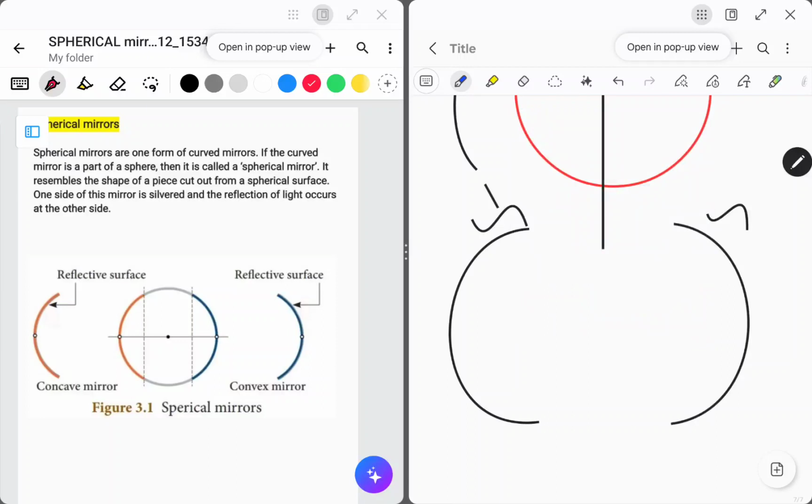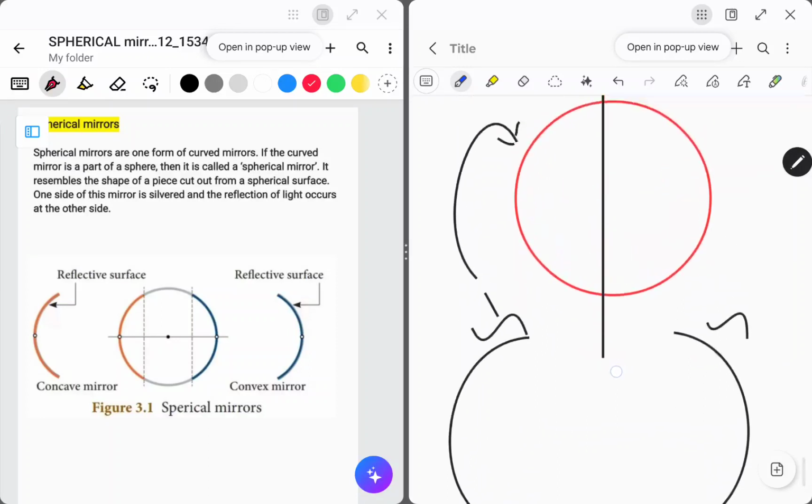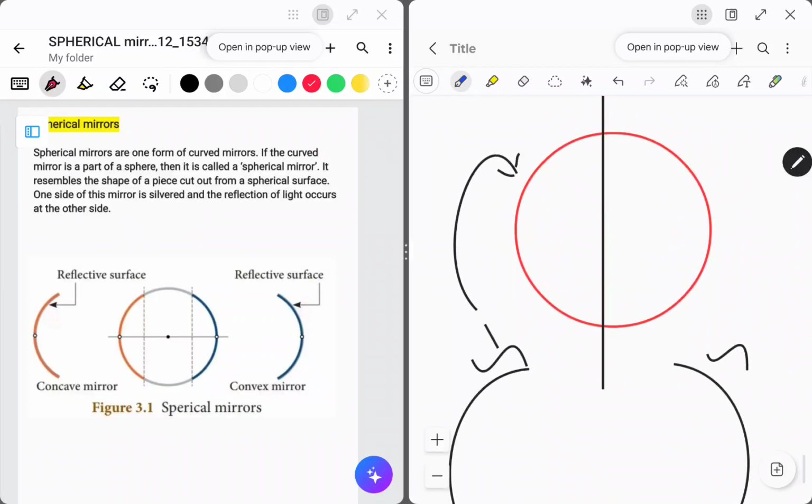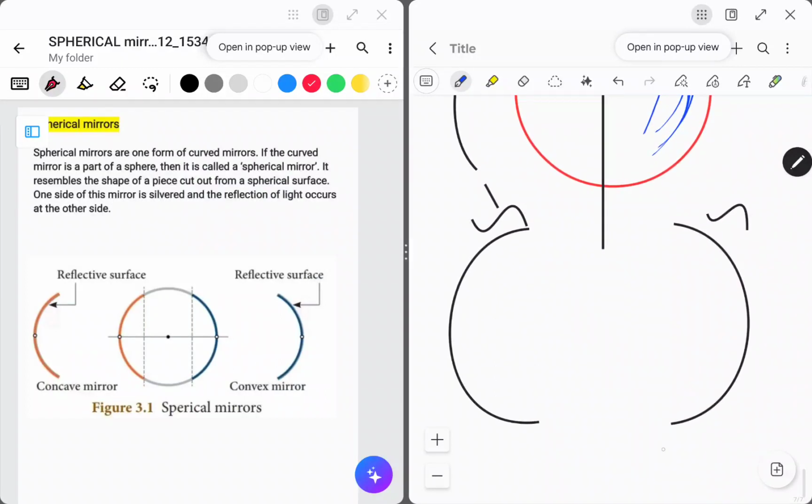Now listen, you can see that in this, one side of the sphere is a polished surface. Now imagine I have cut this too. Can you see a cave-like shape here? It is going inside, correct? So I am going to take this as a concave mirror, because here the reflection happens only inside. The reflection is happening only inside.